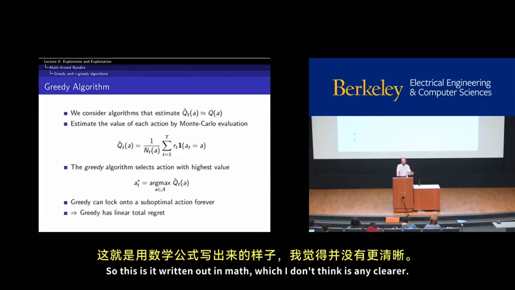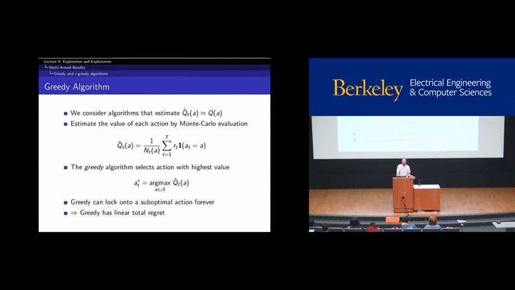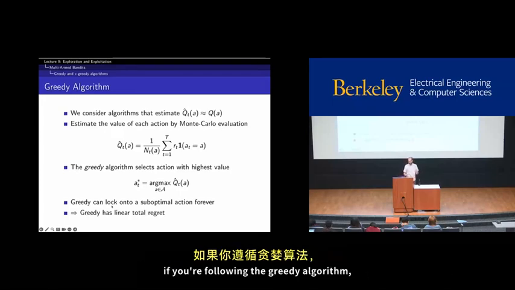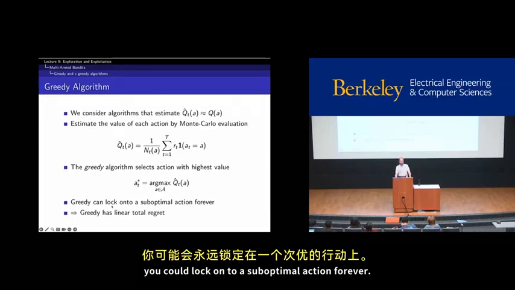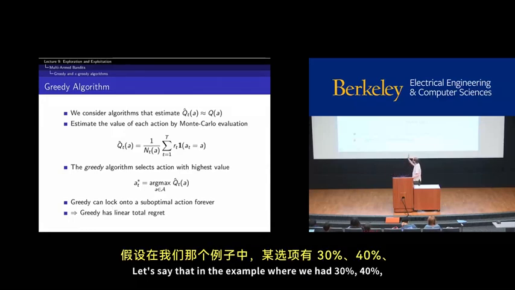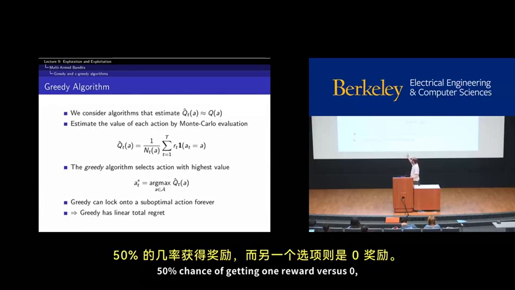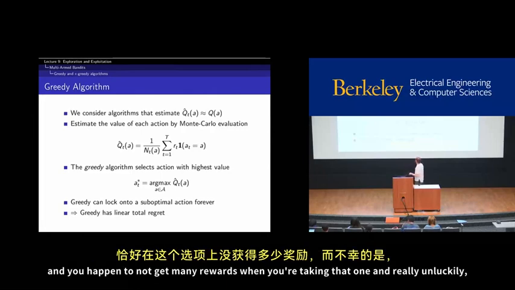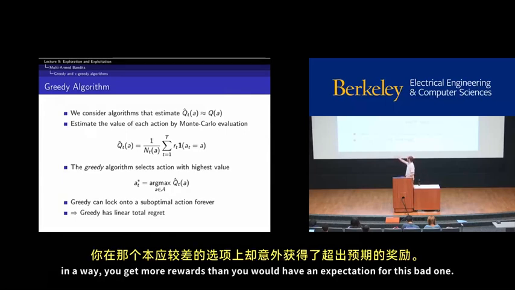So this is it written out in math, which I don't think is any clearer. But I'll say down here, if you're following the greedy algorithm, you could lock on to a suboptimal action forever. So here's how. Let's say that, in the example where we had 30%, 40%, 50% chance of getting one reward versus 0, maybe you just get unlucky in the first 20 time steps, and you happen to not get many rewards when you're taking that one, and really unluckily in a way you get more rewards than you would have in expectation for this bad one.